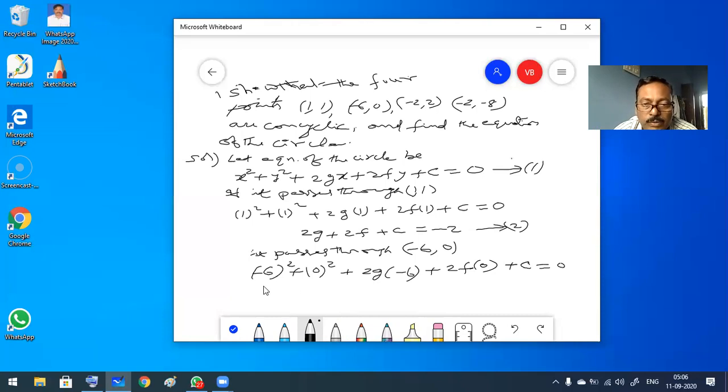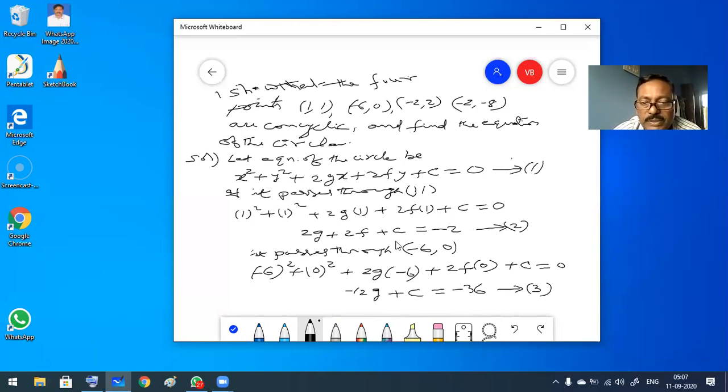Minus 6 whole square is 36, 0, minus 2 into 6 is minus 12g, 0, plus c is equal to minus 36. So this is equation 3: minus 12g plus c is equal to minus 36.